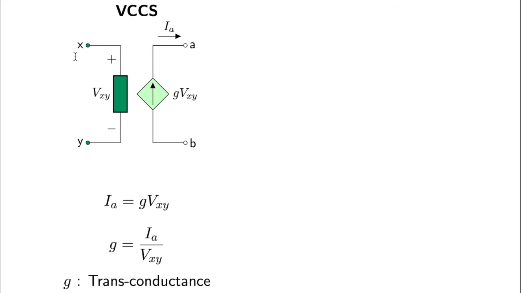Voltage controlled current source. Here the controlling parameter is the voltage Vxy. The source value is Ia, which is a current. When you write this in equation form and take the dimensions into account, G has a dimension of current upon voltage, which is conductance. As mentioned previously, it is not an actual conductance present, so the nomenclature is transconductance. The famous example is the MOSFET.